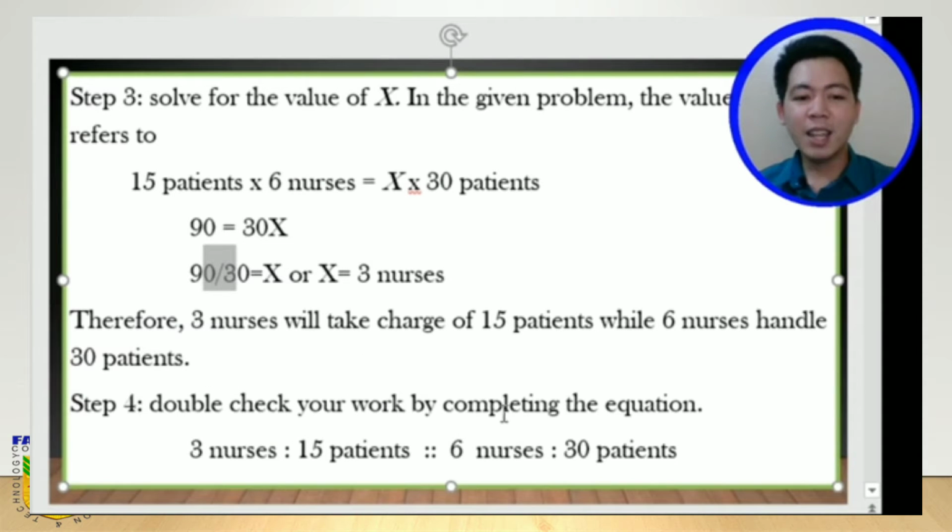So, double check natin. 3 nurses is to 15 patients as 6 nurses is to 30 patients. So, i-multiply natin tong means. 15 times 6, tama, 90. 30 times 3 naman ay 90. So, tama. Tama ang ating sagot na x ay 3 nurses.